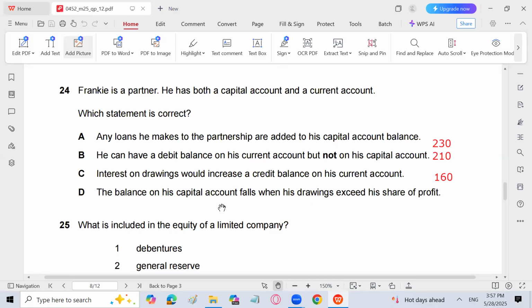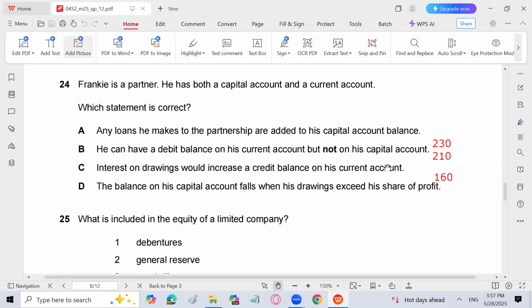No, because in partnership, capital normally remains fixed, because he has both a capital and a current account. Although it is right, because he has both a capital and current account, it will not come. So answer is B. Because we can have a debit balance in his current account because that is a loss, the previous loss from the previous year, but not on his capital account. Capital is always credit. It can never have a debit balance.